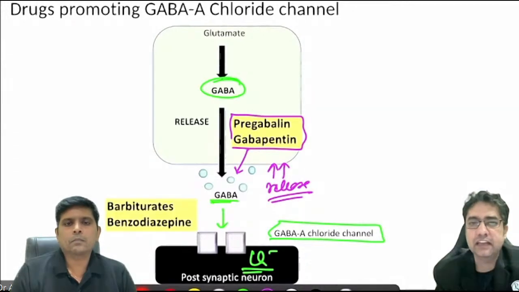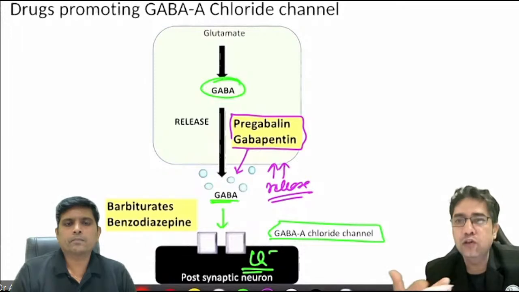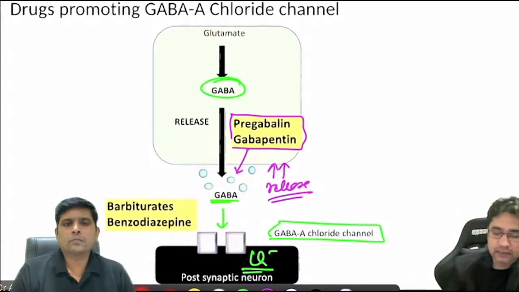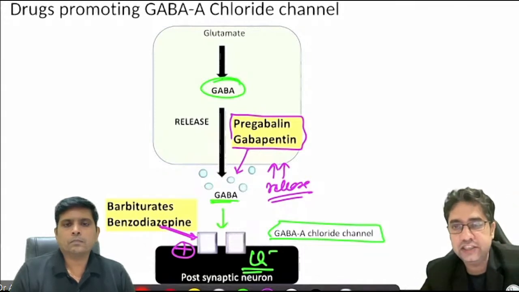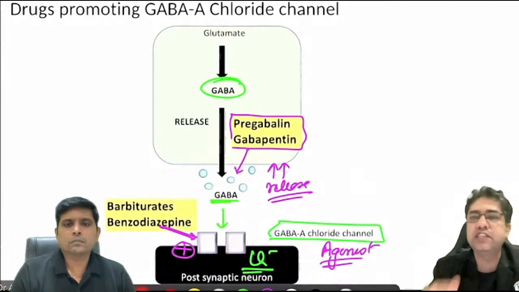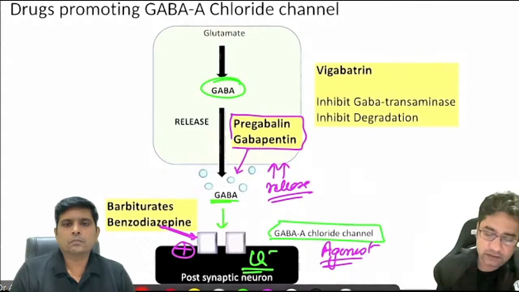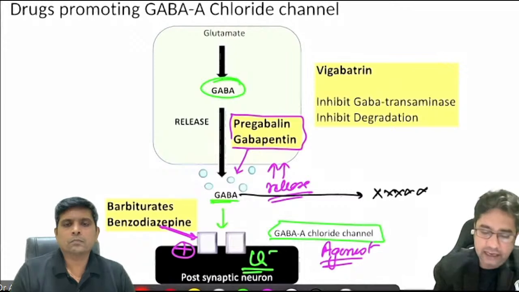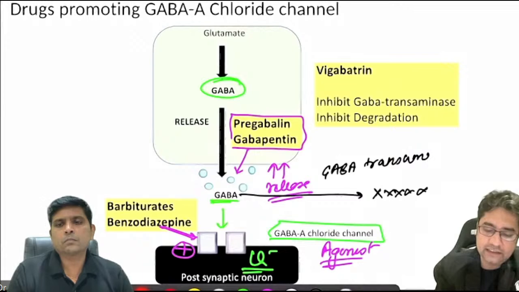Agreed? The next class of drug we have is barbiturates like phenobarbital, and benzodiazepines, which we discussed, lorazepam, diazepam, etc. These drugs directly open this channel, that is GABA-A chloride channel. They are agonists. Agonist means they directly open this channel. Then we have a drug vigabatrin. Remember, when this GABA is released, this GABA becomes degraded. It becomes degraded with the help of an enzyme known as GABA transaminase enzyme.